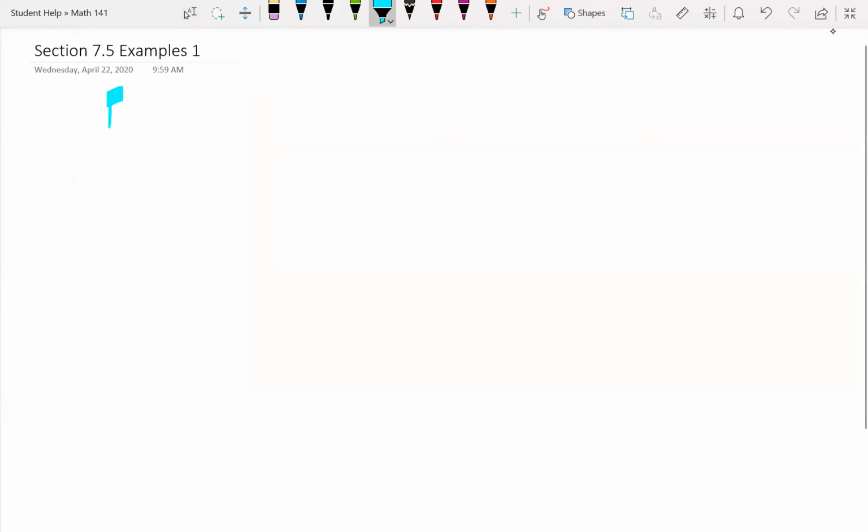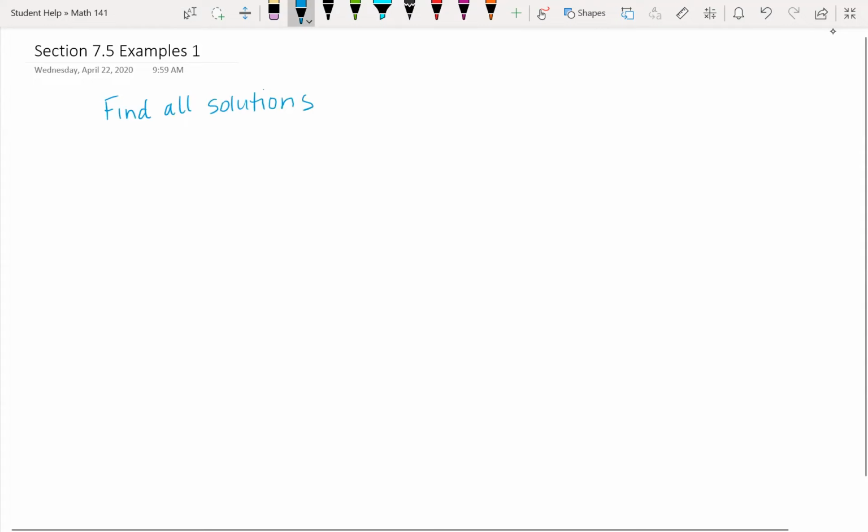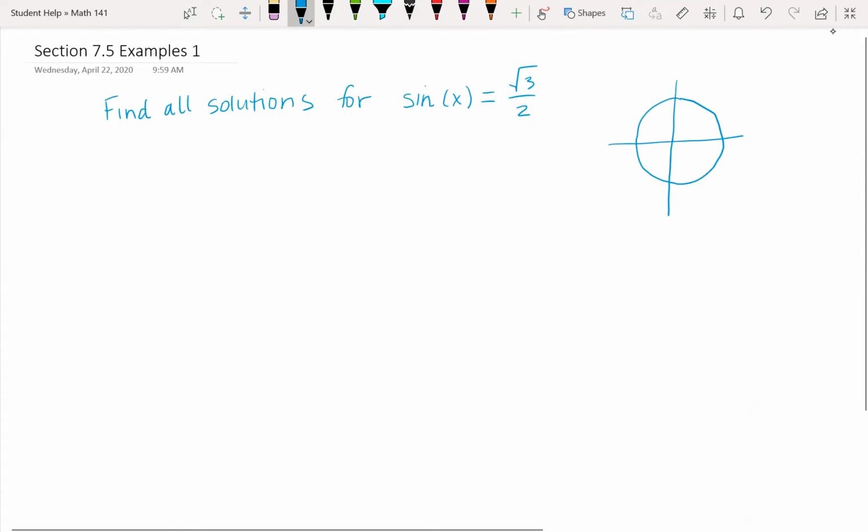We want to find all solutions to the equation sine of x is equal to the square root of 3 over 2. So this is a value that's on the unit circle. And typically whenever we have a trig value that we're considering, unless it is one of the angles that's on an axis, then we'll always have 2 possible solutions.